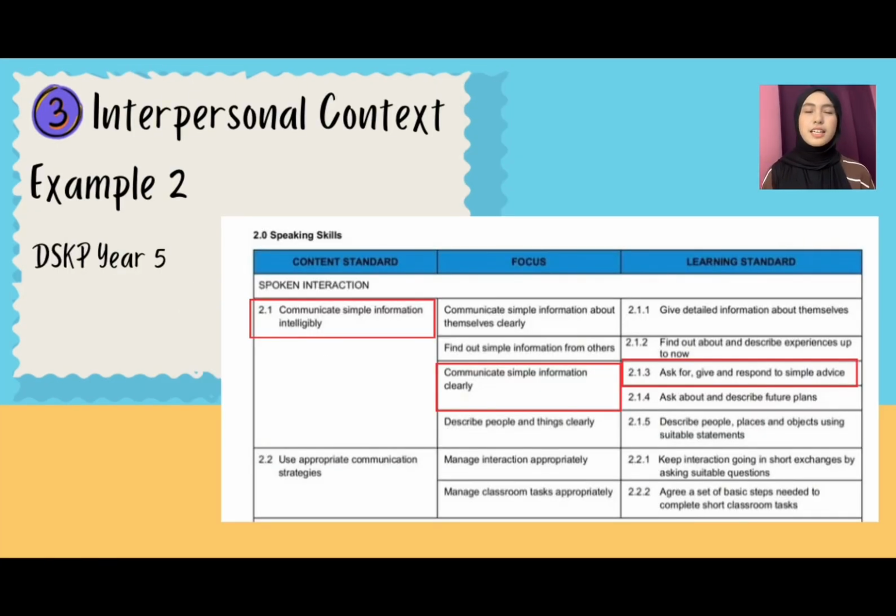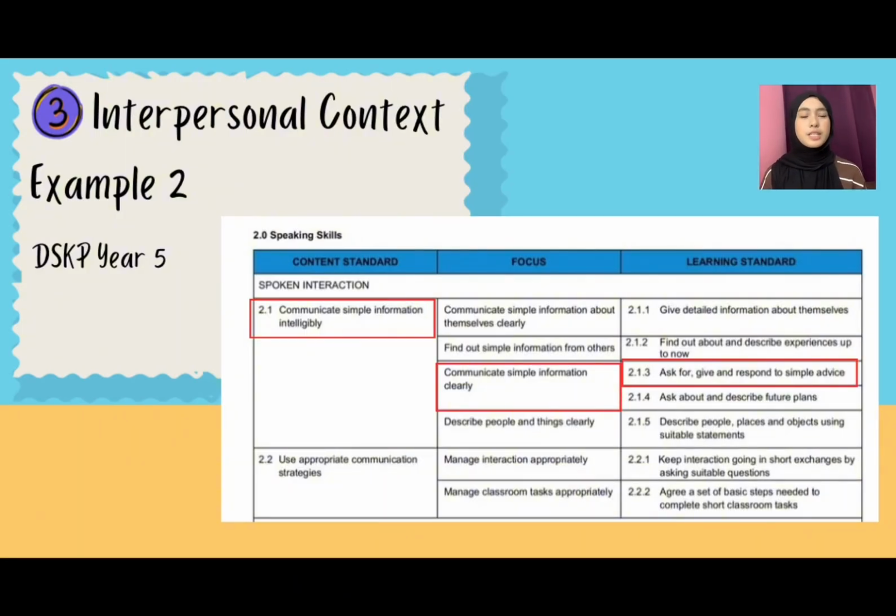Finally, let's connect this to the DSKP curriculum for Year 5. So, the content standard here is 2.1, which is communicate simple information intelligibly, and the specific learning standard addressed is 2.1.3, which is ask for, give, and respond to simple advice. This shows that the interpersonal context activities are aligned with the curriculum requirements, while at the same time giving pupils the chance to practice English in authentic everyday situations.